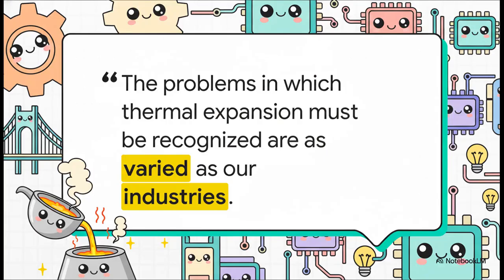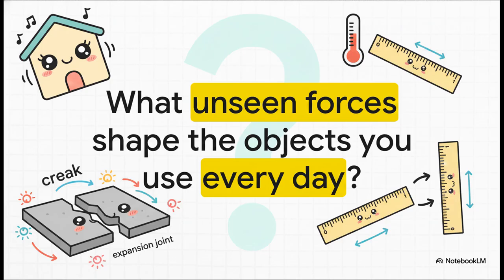You know, this quote from the source material really says it all. From the tiny, precise gears in a watch to massive suspension bridges, from casting molten metal in a foundry to designing the circuits in our electronics, understanding and accounting for thermal expansion is absolutely essential. So the next time you hear your house creak on a really hot day, or you see those expansion joints in a sidewalk, you'll know exactly what's happening. It's a little reminder that even the most solid-seeming objects are in this constant, invisible dance with temperature, stretching and shrinking in a world that is always in motion. Makes you wonder, what other unseen forces are at play all around us?